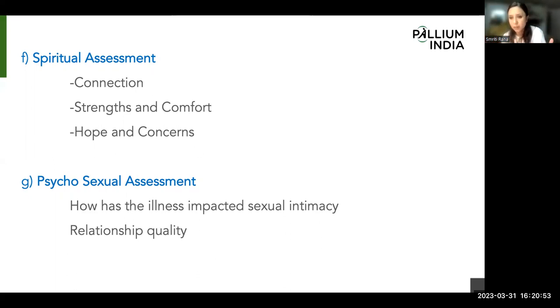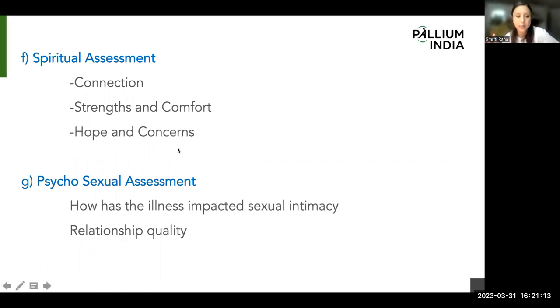What gives you strength at this point? What has given you comfort? Tell me about a time when you were able to really achieve excellence for yourself. Things like that really help the person reconnect with their personhood and not focus so much on the adverse aspects of the disease.